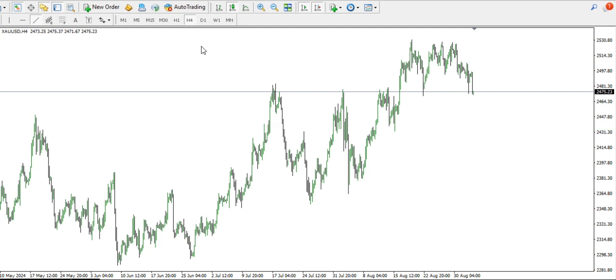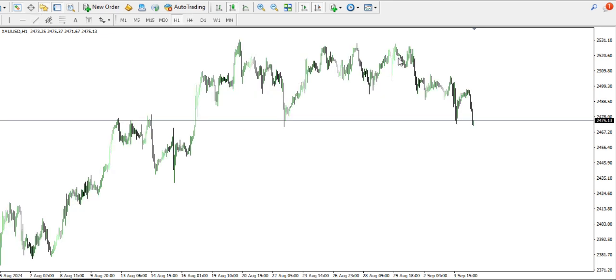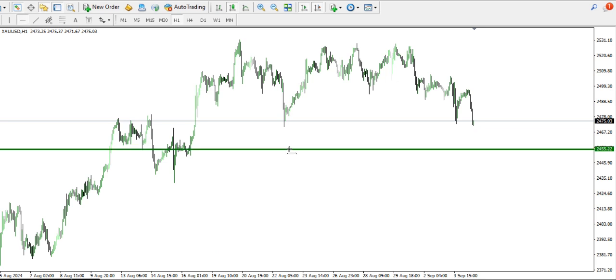On the 1-hour time frame, we can see that the bears are appearing and coming in before we might see a meaningful pullback towards the upside. Price might at least test this level, which is the 2455 level, but price is currently at 2475, so we may expect more like a 200 pip price drop before we can expect price to go up.